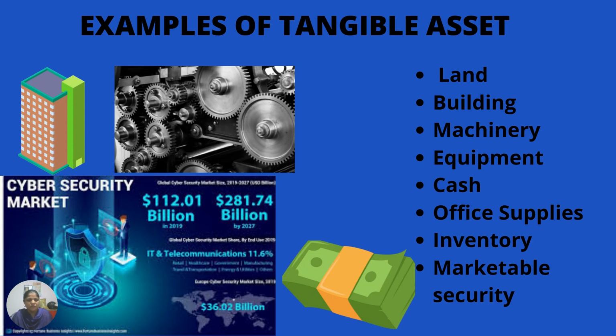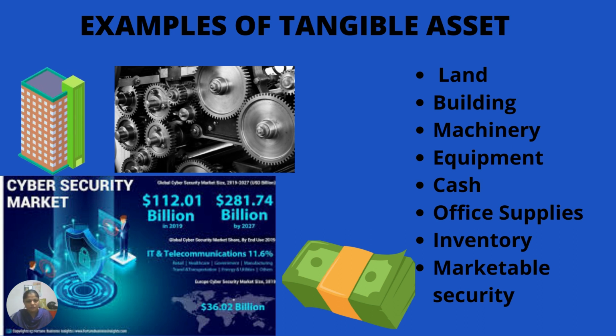Then next, see the examples of tangible assets: land, building, machinery, equipment, cash, office supplies, inventory, marketable securities. These are all our tangible assets, because we can see, touch, and feel them, and our every work depends on all these assets. It means we invest cash in that kind of tangible assets.